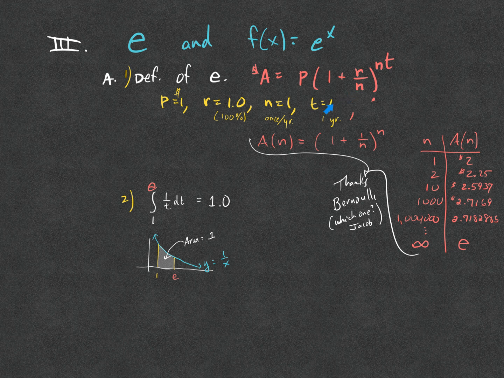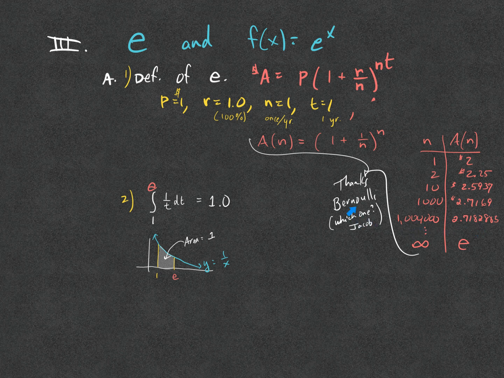year for exactly 1 year, you would have 1 times 1 plus 1 over 1 to the 1. You'd have 1 plus 1, which is 2. 2 to the 1. You'd have $2. And if you compounded twice in a year, then that would come out to 2.25. And if you did it 10 times, 2.59. 1,000 times is 2.717. 1,000,000 times it is 2.718 with this much accuracy.